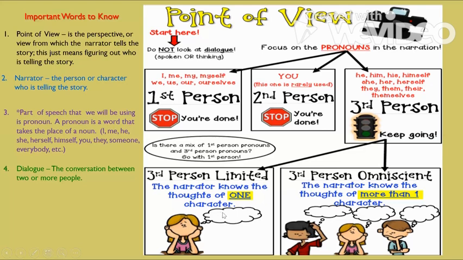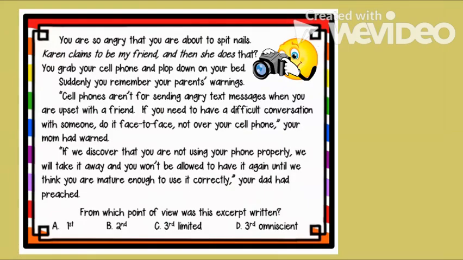Limited is when the narrator knows only one of the character's thoughts, and omniscient is when the narrator knows all of the characters' thoughts and feelings. We're going to go through the text, and first thing we're going to do is I'm going to read it to you, and then we're going to go through and mark out all of the dialogue and focus on the pronouns that are left. Follow along as I read.